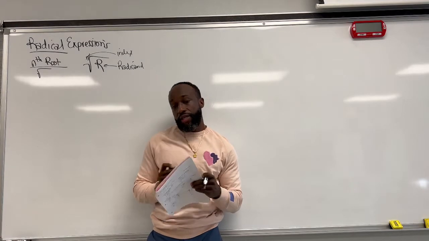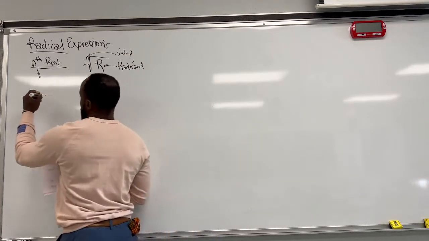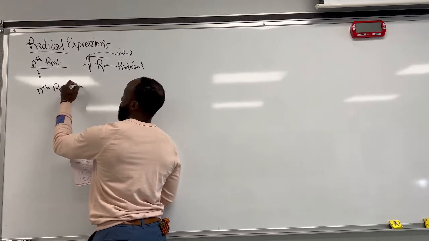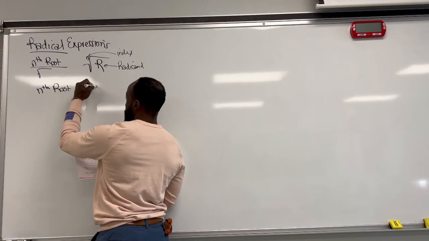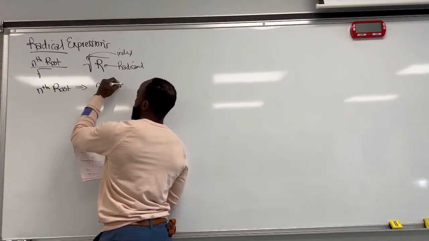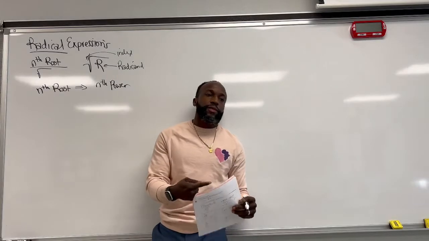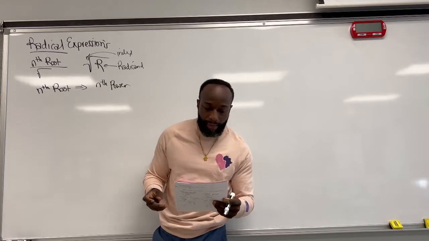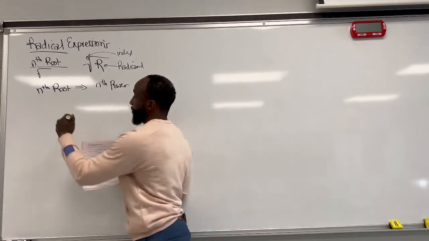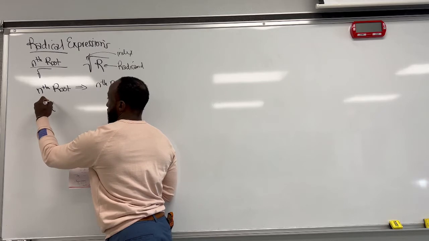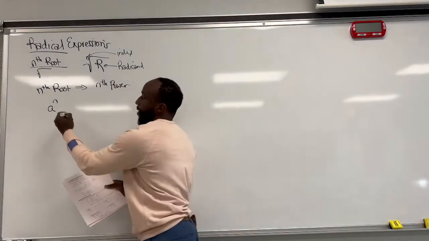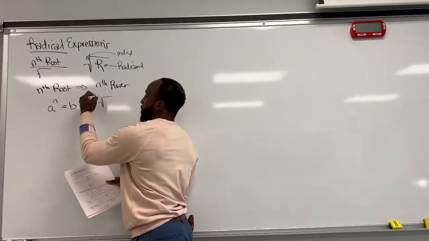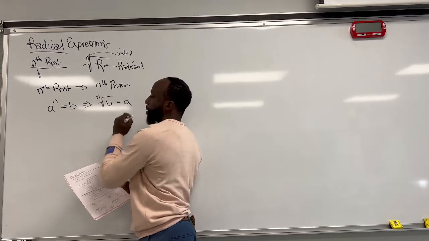The nth root is the inverse of the nth power. So when I take the square root of something, the opposite of taking the square root is squaring it, raising it to the second power. So if a to the nth power equals b, then the nth root of b equals a.